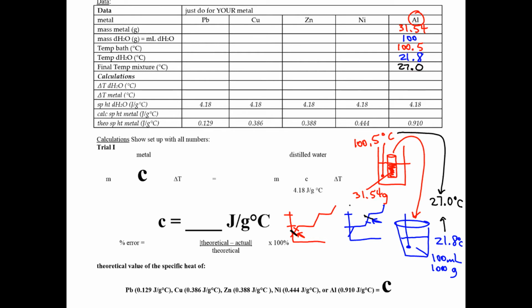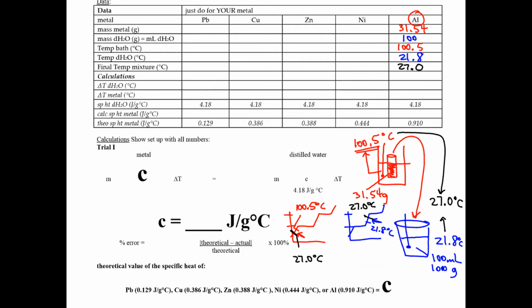So the water went up to 27.0 degrees Celsius, but it started at 21.8 degrees Celsius. And then the metal in my lab ended at 27.0 degrees Celsius, but it started at 100.5. And the reason why you knew the temperature of the metal is because you knew the temperature of the water in the bath. The temperature of the water in the bath was 100.5, which told you the temperature of the metal to start with. Okay, so now let's do our calculations.